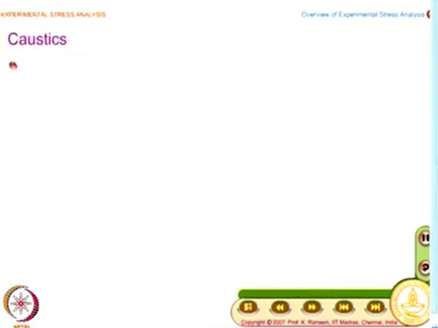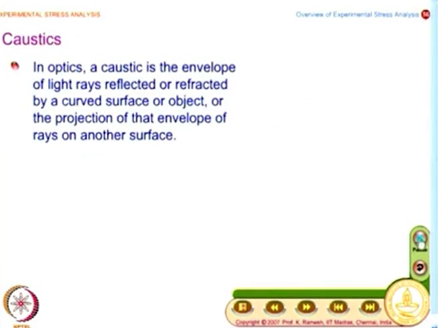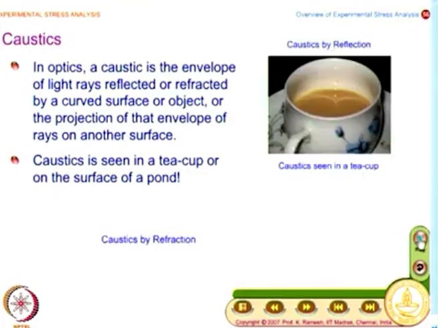Now, we move on to another interesting optical technique, which is the method of caustics. And what I want to mention here is, caustic is the envelope of light rays reflected, that is what we had seen earlier in the beginning of the course. It can also be refracted by a curved surface or object, or the projection of that envelope of rays on another surface.